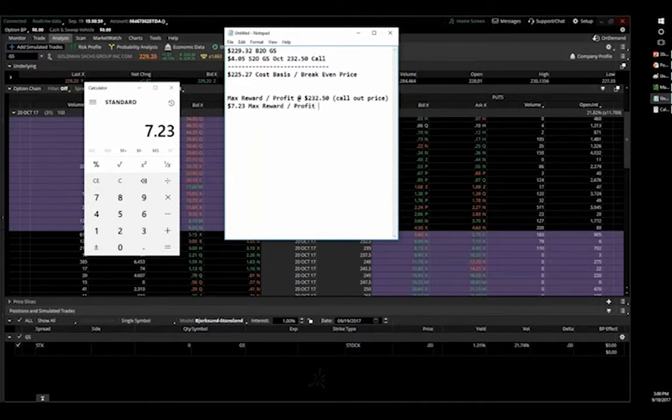How many with the show of hands are following so far? Good. Now, taking that 7.23, we could also figure out what that percentage would be by dividing it by the cost basis, 225.27. And that would be about a 3.2% return.